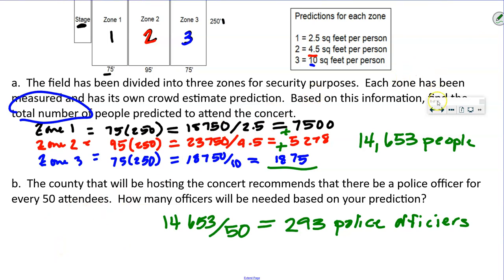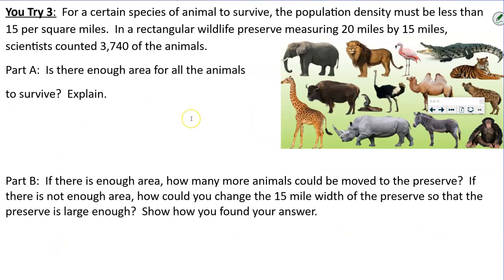We have another Try here, so let's go ahead and go to that. It says Try 3. For a certain species of animal to survive, the population density must be less than 15 per square mile. The rectangular wildlife preserve measured 20 by 15 miles. Scientists counted 3,740 of the animals. Is there enough area for all the animals to survive? So again, look up here at what it says.